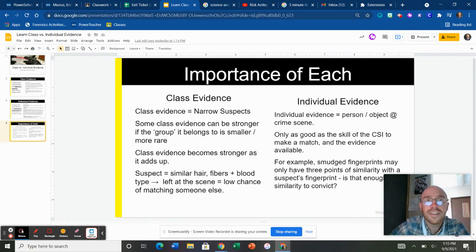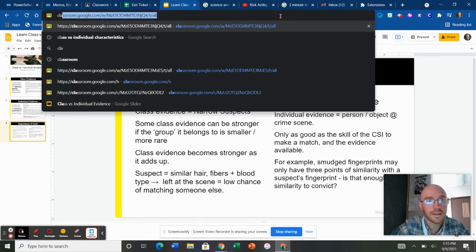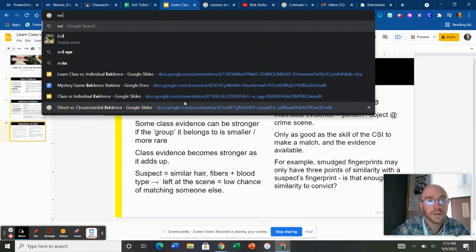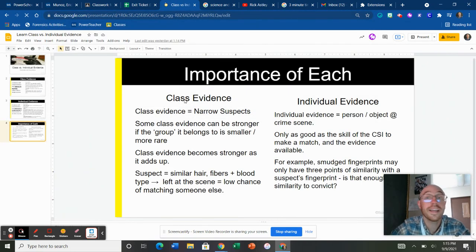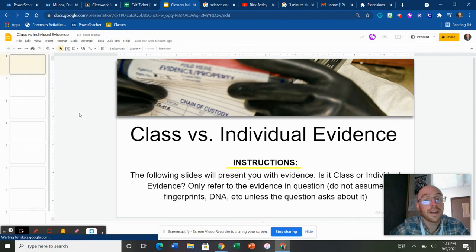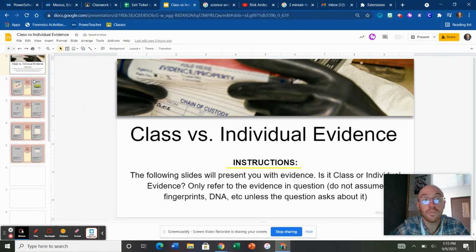Okay, so we did this today, and then we focused in on doing a kind of game. Let's see here, see if I can pull this up for you all. So remember, we did this in class. If you weren't in class today, you can do this on your own. You can go through these slides, and I presented you with evidence, and you have to tell me whether or not it's class or individual evidence.